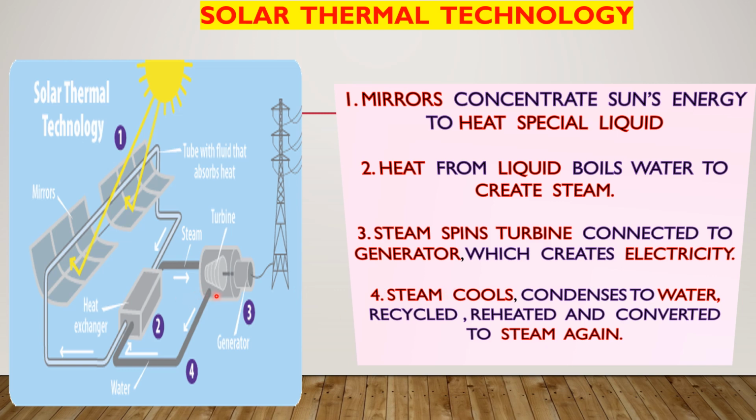Then what happens? The steam cools down. After doing its job, the steam is passed on, wherein it cools down and again produces water. The water goes through this heat exchanger, takes up the heat, gets converted to steam, and again the turbine rotates and electricity is produced. The cycle goes on. So this is solar thermal technology.